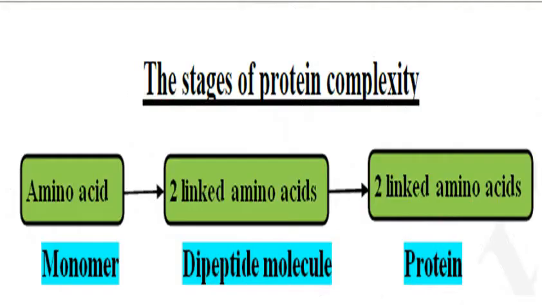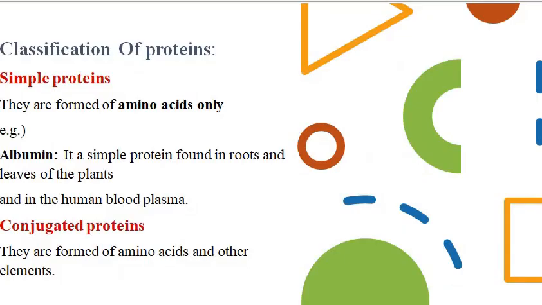So here, let's wrap up. Here are the stages of protein complexity. First, amino acid or monomer. Then 2 linked together are called a dipeptide molecule, and more than 2 amino acids are called protein or polypeptide chain. We have a classification for the protein.